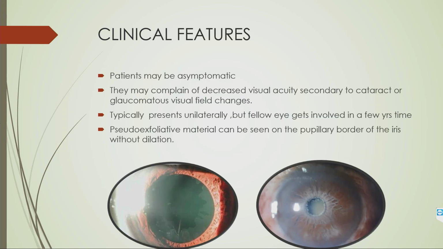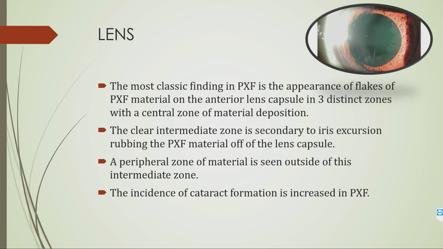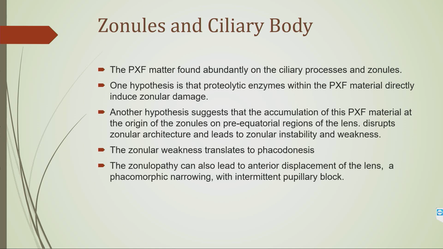What are the clinical features of pseudoexfoliation glaucoma? Usually they are asymptomatic, but sometimes with increasing cataract or the glaucomatous visual field defects, they can present to you with defective vision, usually in one eye, but later on the other eye also gets involved. And the materials are seen in the pupillary margin as well as on the lens surface in the typical 3-ring pattern. And there is increased incidence of cataract and zonular weakness.